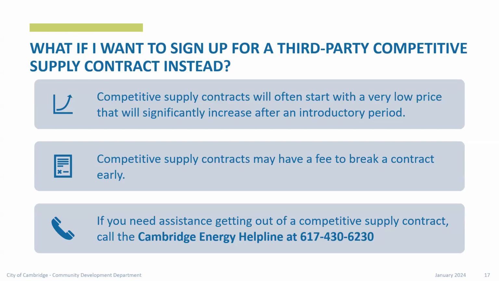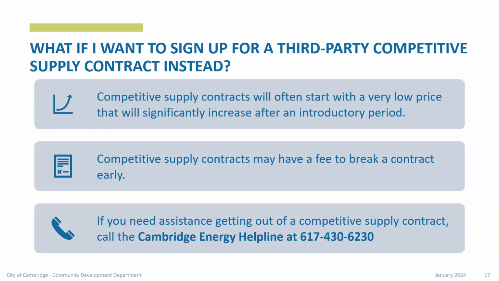So what if I want to sign up for a third-party competitive supply contract instead? Competitive supply contracts will often start with a very low price that will then significantly increase after an introductory period. They may also have a fee to break a contract early. For example, you might receive an offer for electricity at a price of 8 cents per kilowatt hour. However, you may not realize that this price may drastically increase. Let's say it goes up to 24 cents per kilowatt hour after the first 3 months. So your electricity bill might significantly increase. And then if you try to break the contract, there could be a fee to do so.